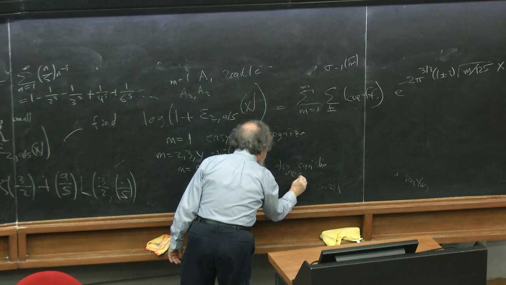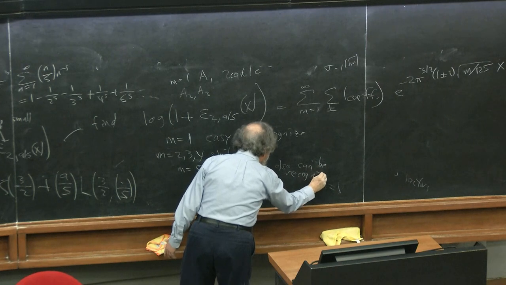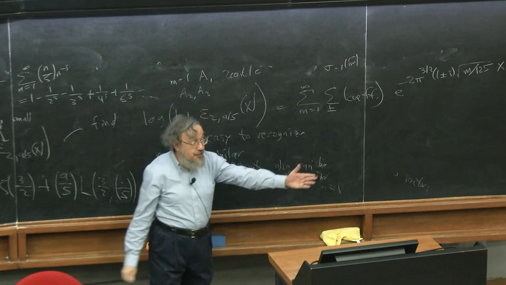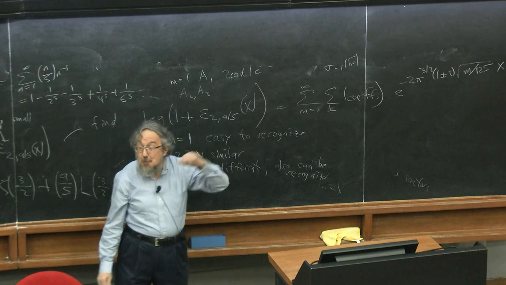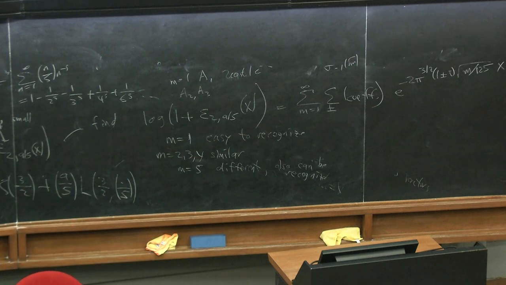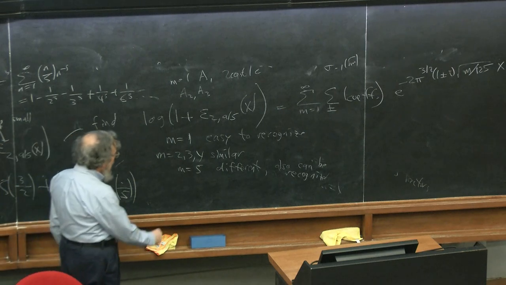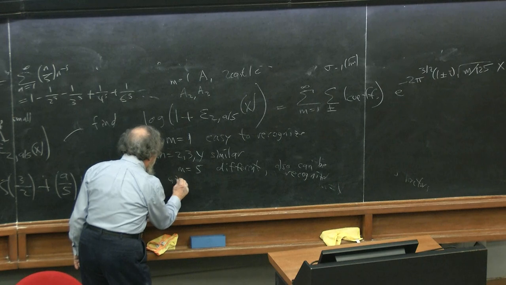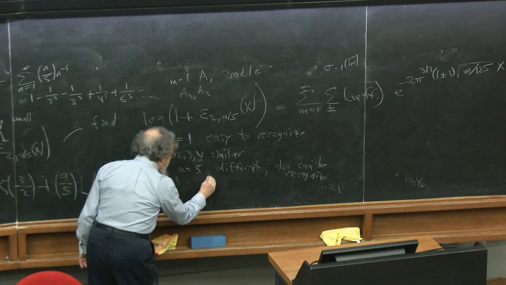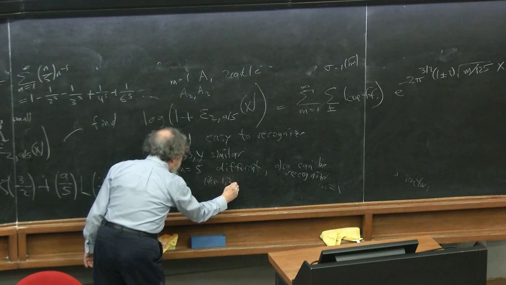But it's already trickier. So before, once I took the log, every term was the same. It was just sigma 1 of 1 over square root of m, just simple numerical coefficients. But now 5, remember 5 is special. I'm looking at denominator 5. 5 is now different. But now 6, 7, 8, et cetera, are like 1, 2, 3, and 4.